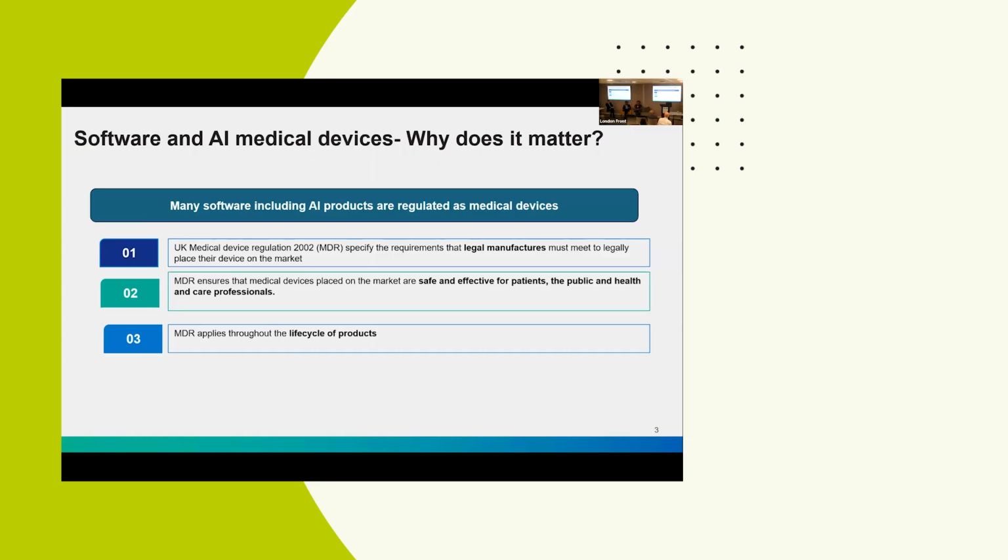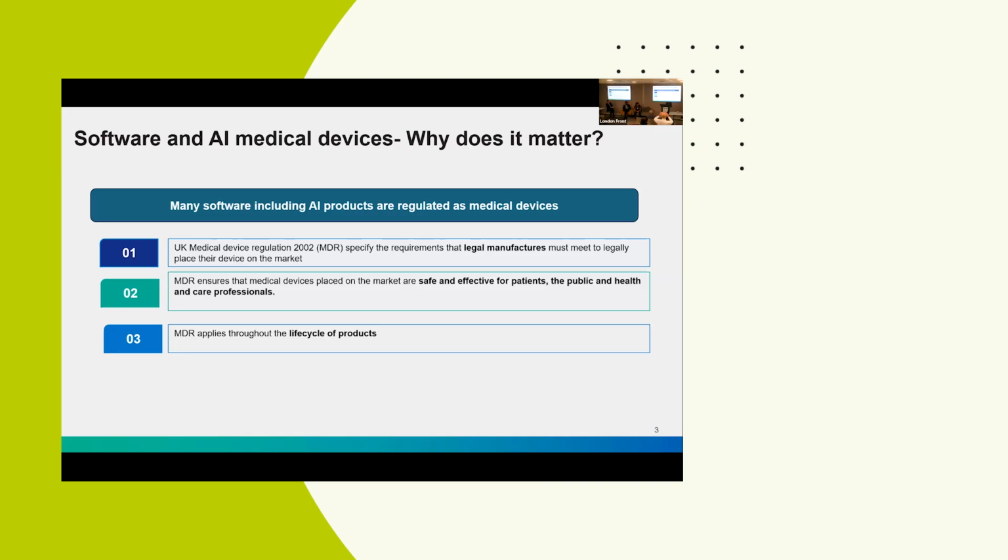So why does it matter? Why should we talk about it? The bottom line is that a number of software products and AI products are regulated as medical devices. Sometimes I see that a lot of people are unaware of the fact that the software you're using could actually be regulated. Some people talk about how they should be regulated without appreciating that the medical device regulation currently covers some of this software already.